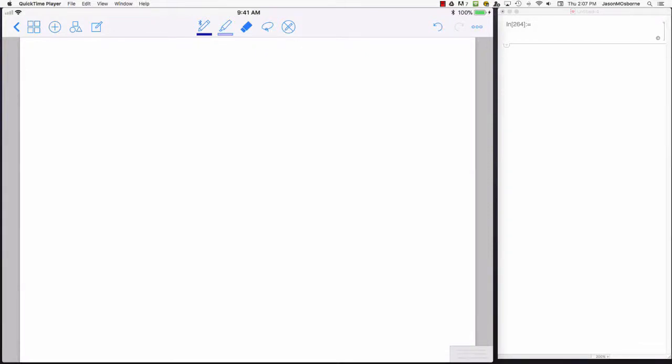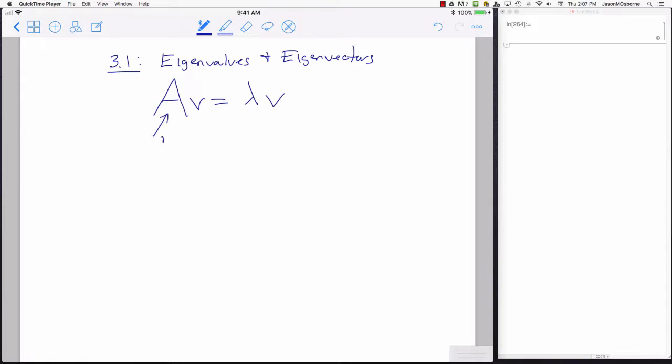In this video, we're going to consider the topics needed for section 3.1 related to eigenvalues and eigenvectors. The key formula in this section is the formula Av = λv. The matrix A will be given in the problem.